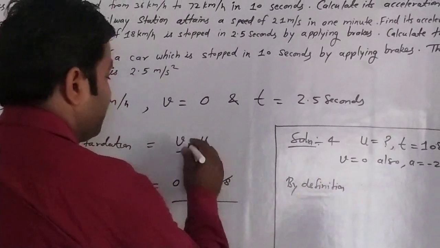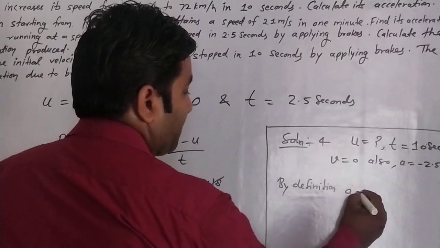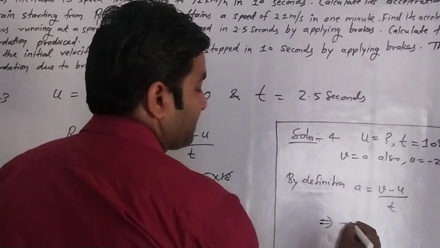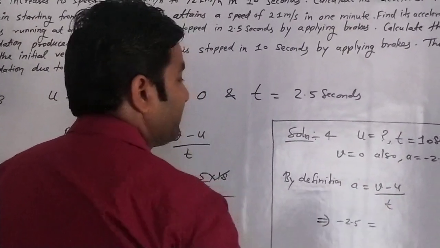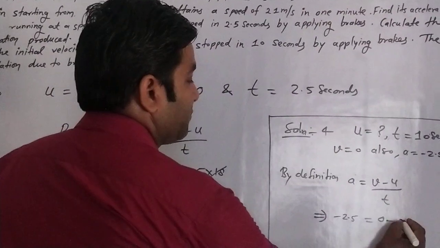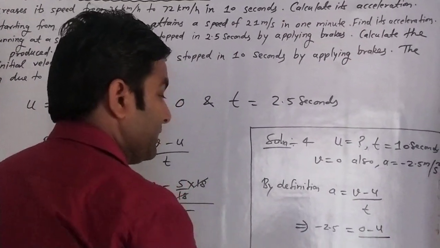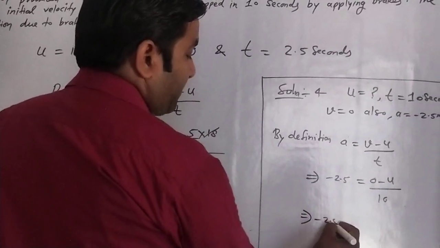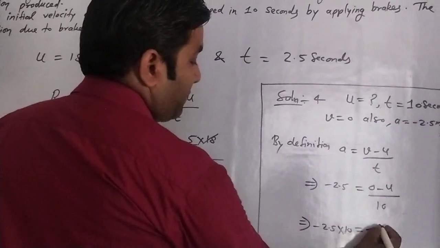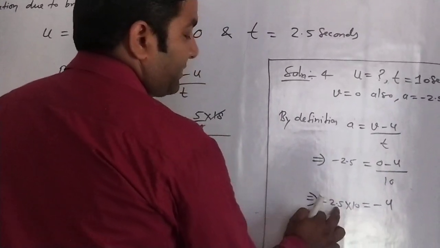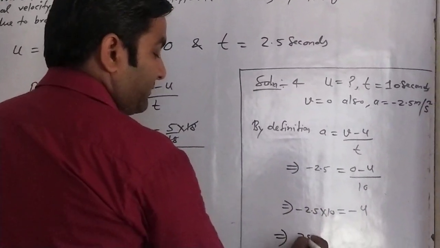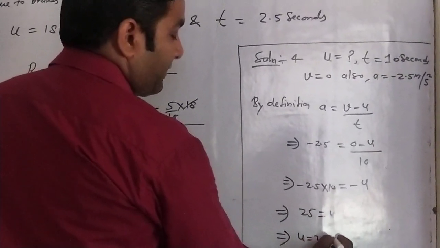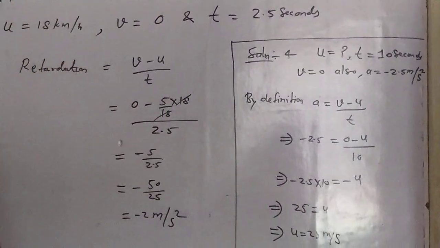So by the definition of retardation, a is equal to v minus u upon t. The value of a, that is minus 2.5, is equal to the v value, that is 0, minus u, and u is the value you have to calculate, and t is given as 10. Then minus 2.5 into 10 is equal to minus u, so minus minus cancels, and the point cancels by 10, then 25 is equal to u. So initial speed u is equal to 25 meter per second. Very simple.